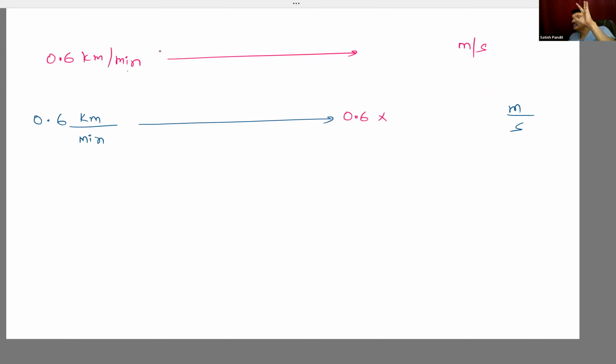Kilometer to meter is 10 to the power 3, that is 1000. Yes or no? Yes, 1000. And minute to seconds, that is 60, right? Because 1 minute has got 60 seconds. Yes or no? So 60.